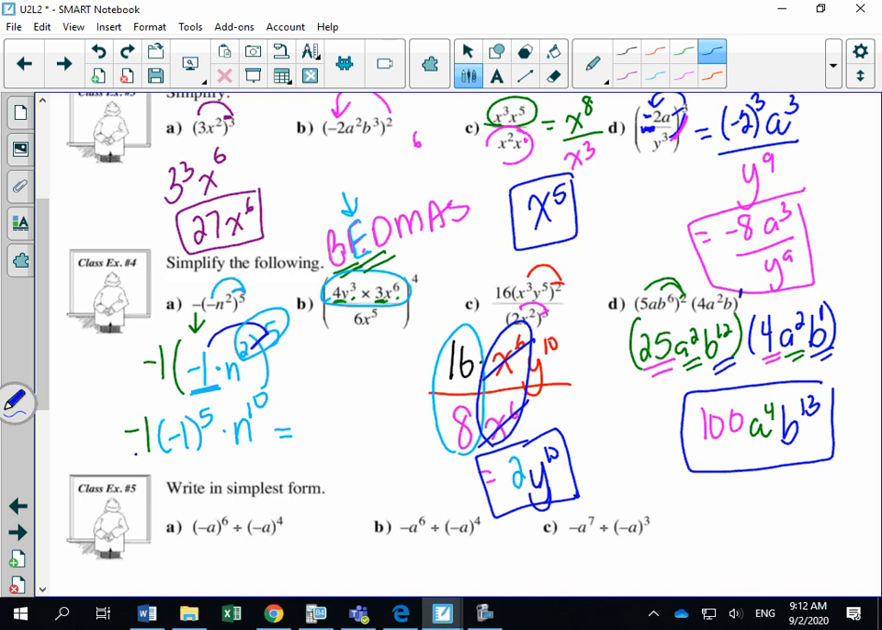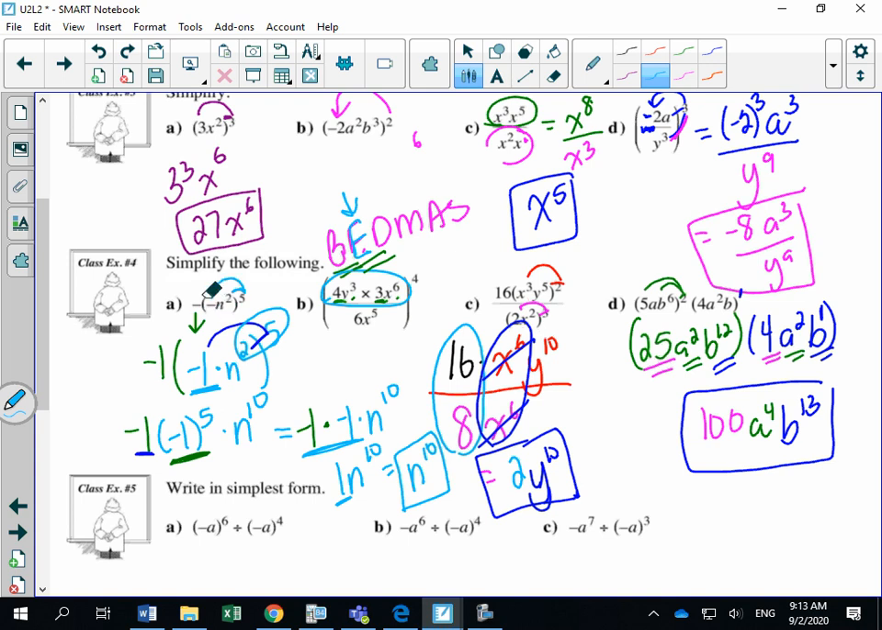This will give me, there's my -1, so let's bring that down, times... if you type that in on your calculator, -1 to the power of 5, you're going to get -1 times n to the 10. Negative times a negative gives you 1 n to the 10. And we don't have to list that in. If your coefficient is a 1, we don't have to list it. So the answer is just simply n to the 10. Okay? So again, when we see that negative in front of a variable, that's a -1.